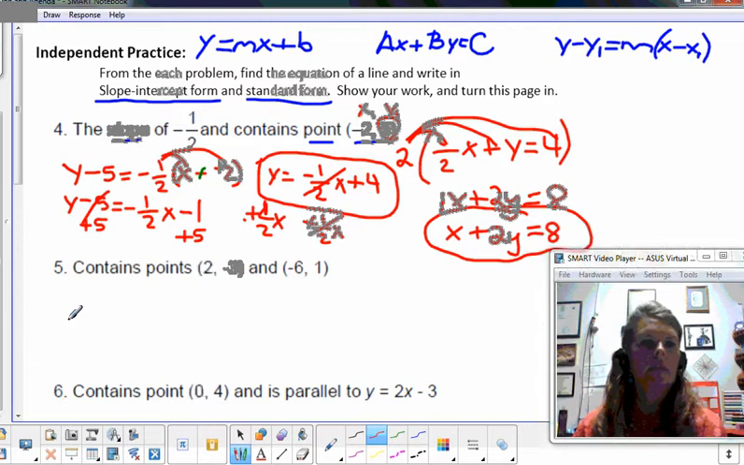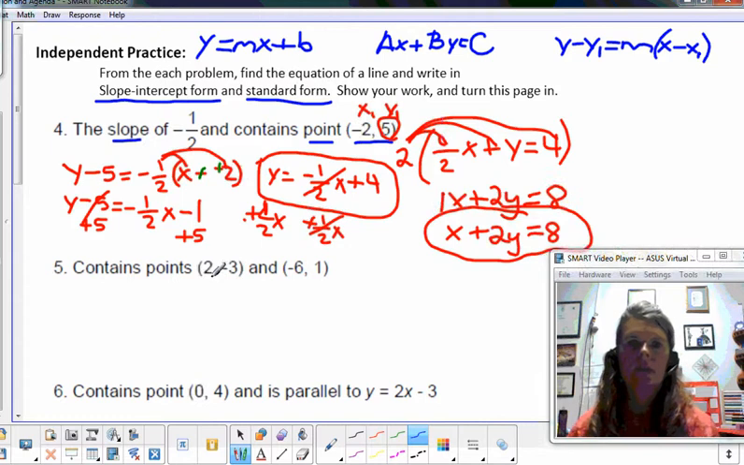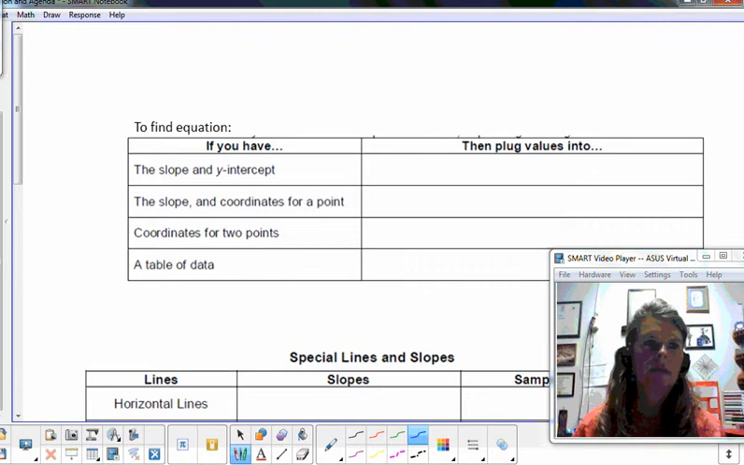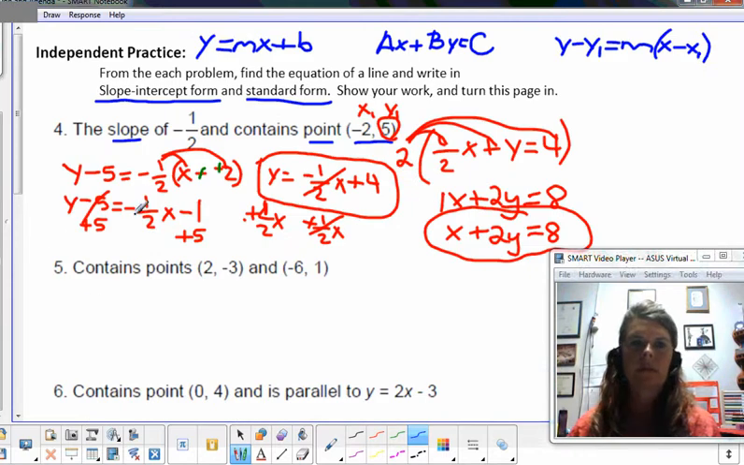Okay, next problem. Now we have 2 points, and you have that table in your notes. Let me refer back to it right here. If you have 2 points, you should have written something right here in class. You should have written that you have to find the slope, and then you have to use the point slope form. It's not written here, but it should be in your notes.